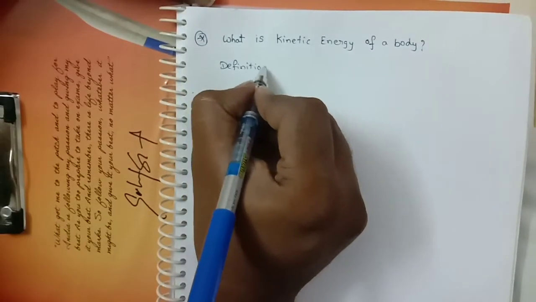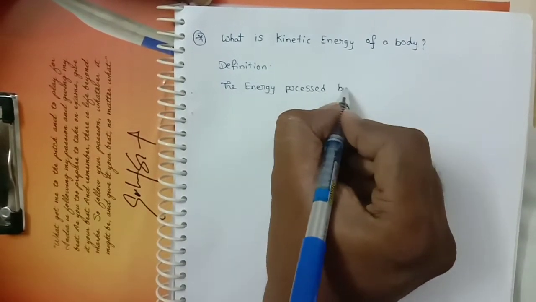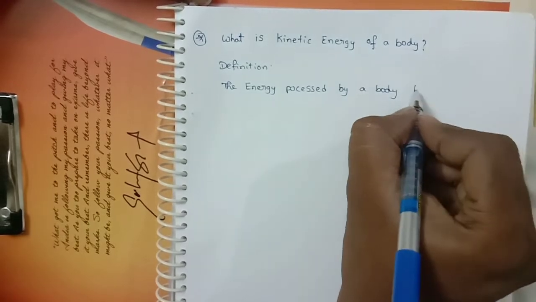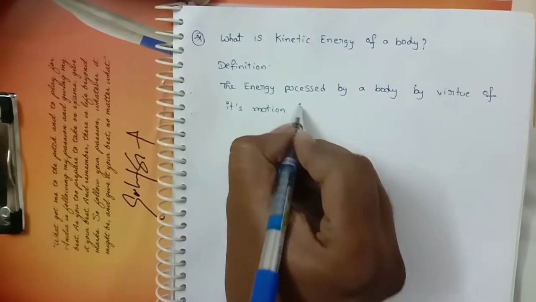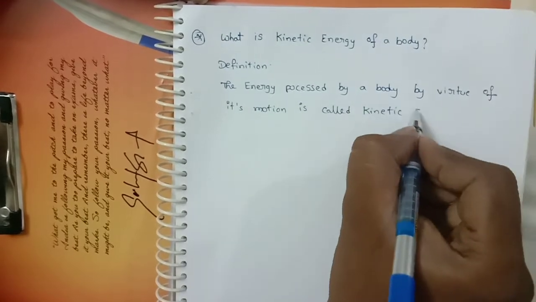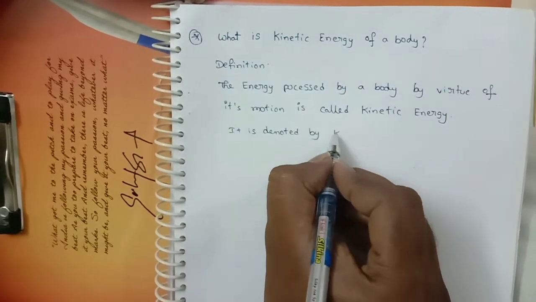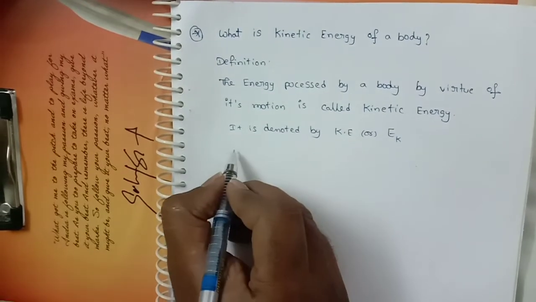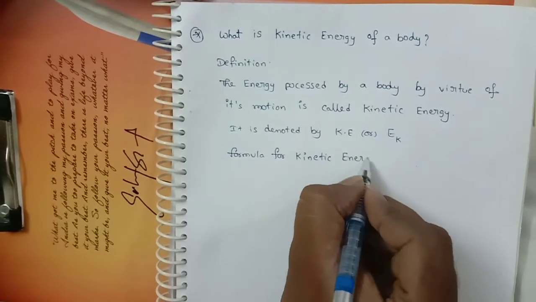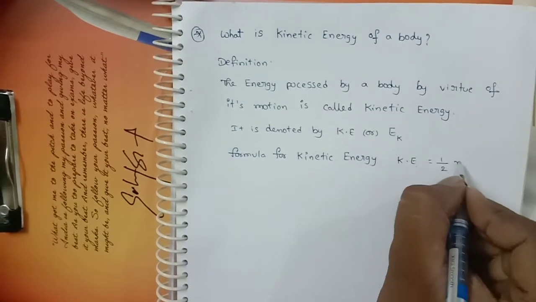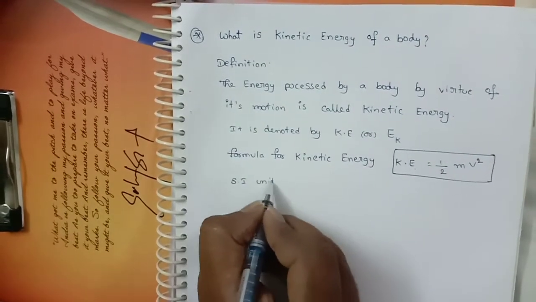Students, in this video the extra knowledge topic is kinetic energy. It is defined as the energy possessed by a body by virtue of its motion. Kinetic energy is denoted by Ke, or in some books by Ek. The formula for kinetic energy is Ke is equal to half mv square, and the SI unit for kinetic energy is joules.